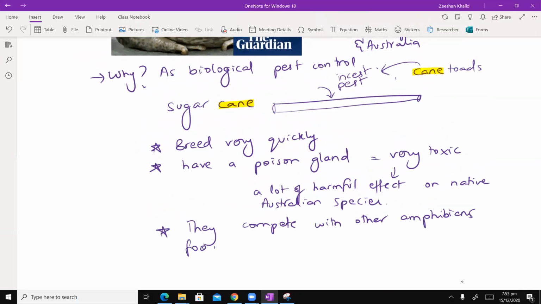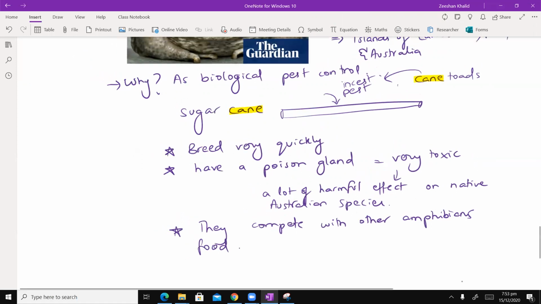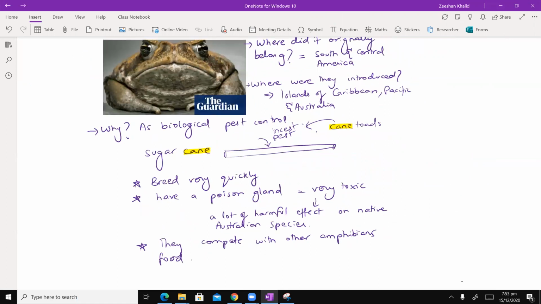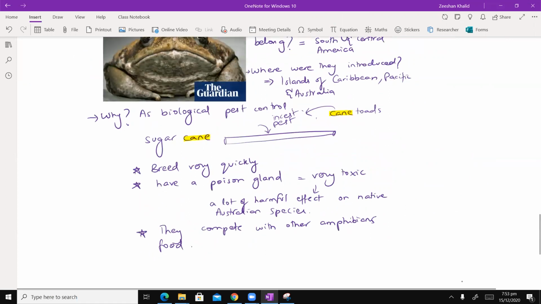So these are the points. We did get one advantage, that the insect pests on sugar canes were eaten by these toads, but again these toads had other problems because of which they were classed as invasive alien species. Okay, so that's one example that you need to remember.